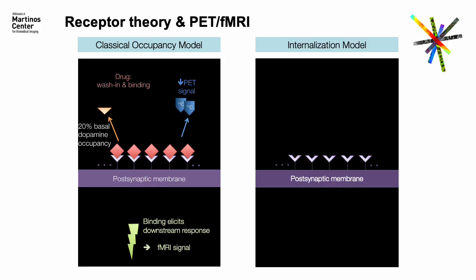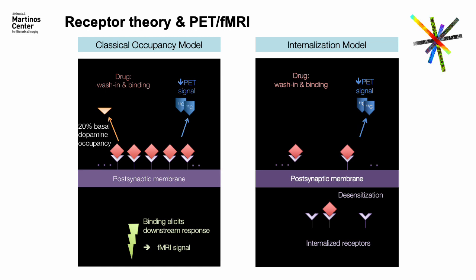But we also know that this classical occupancy model is not a complete model, and that receptors are dynamic entities on the membrane. With certain drugs, especially agonists, as well as endogenous dopamine, when they bind to the receptors, receptors can desensitize, which would diminish a functional response, and receptors can internalize, which would also decrease the PET signal. With PET alone, you cannot distinguish between these two scenarios, but together with fMRI and their dynamics, we can try to infer a better understanding about internalization.